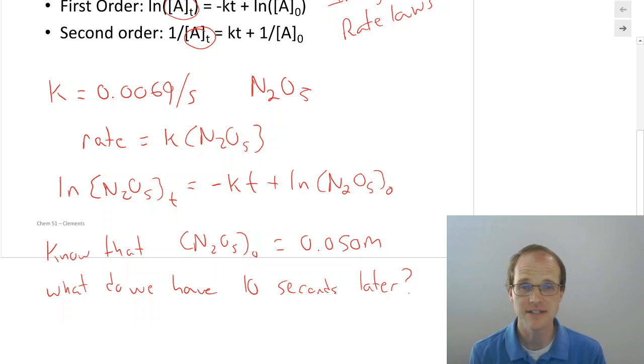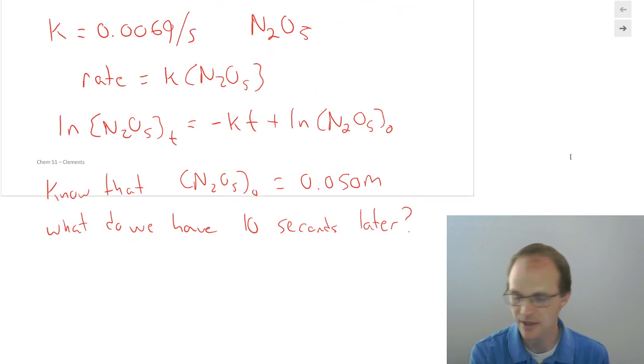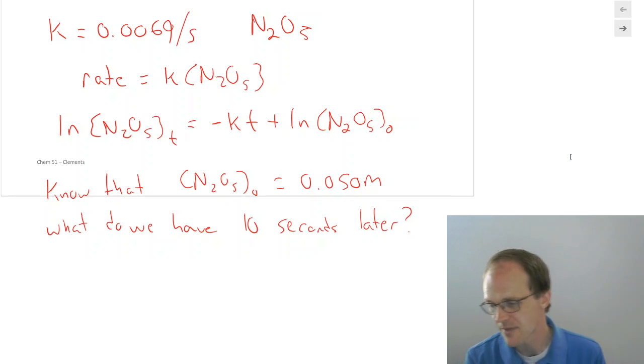That's a perfect example of one where you'd use the integrated rate law. I know some concentration now, I want to know what it is later. That is the integrated rate law right there. So if we know K, turns out there's other things we can do, so I wouldn't use that as a 100%, but that's certainly one of your first guesses. Hey, can I use the integrated rate law in this case? So what are we going to do?